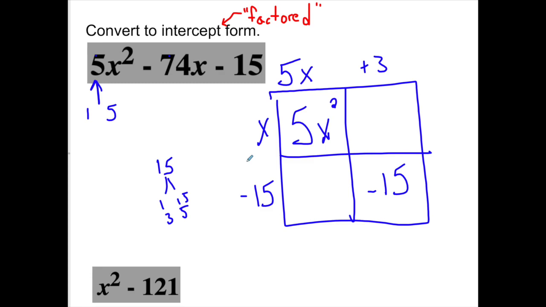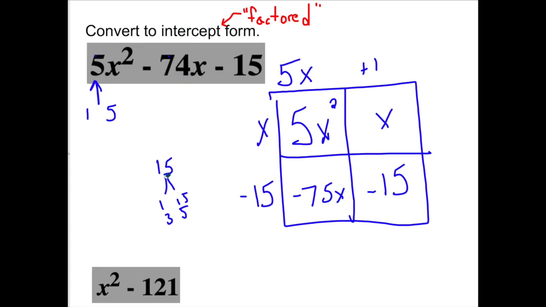And before I get to the +3, I don't know why I wrote +3. I think I was thinking about something else when I wrote that. What I meant to write there was +1. So I've got x, I've got -75x, so that adds up to -74. So I get a final answer of 5x plus 1, x minus 15.